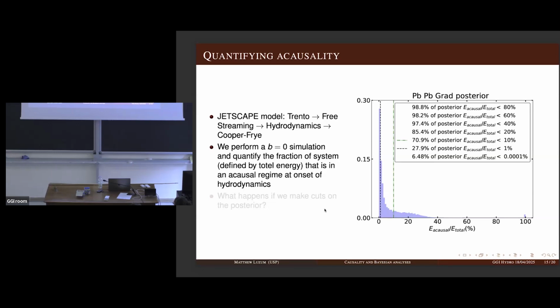So what fraction of the energy is in an acausal regime? And this tells you how often it happens in parameter space. It's the parameter posterior. So for example, you can see there's a little blip here. So there's some parameter values where if you run a simulation, the entire system at the earliest time, onset of hydrodynamics, is in an acausal regime. But typically it's some fraction smaller than 100%. And so yeah, you can see here are some numbers about how much probability you are cutting out if you take cuts to the right of different lines.